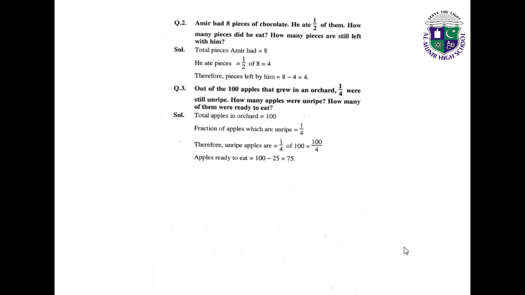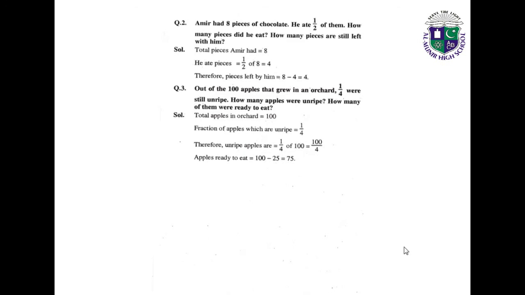Next question, question number 2. Amir had 8 pieces of chocolate. He ate 1 over 2 of them. How many pieces did he eat? How many pieces are still left with him? Total pieces Amir had: 8. He ate 1 over 2 of 8, which equals 4. Therefore, pieces left with him equal 8 minus 4 equals 4.